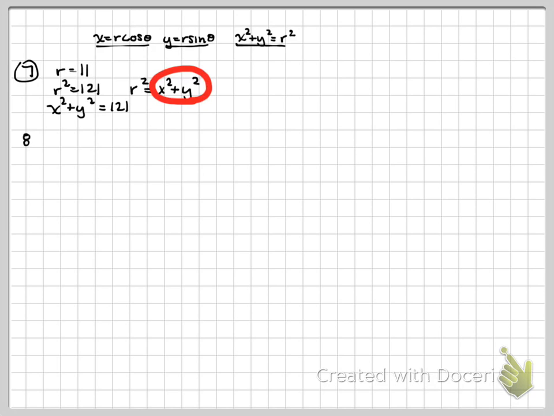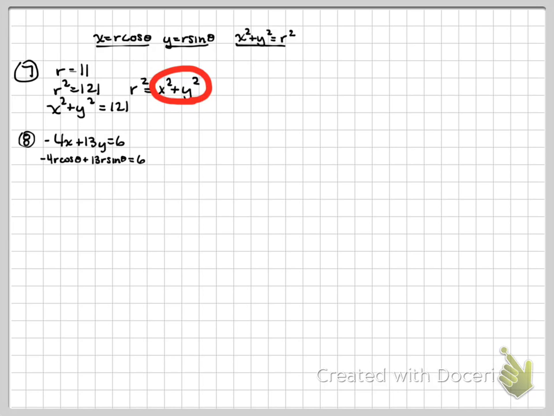Let's do number 8. Alright. Same idea. But this time I'm going to convert a rectangular equation of negative 4x plus 13y equals 6. Well, I know x equals r cosine theta, and y equals r sine theta. Now the thing about polar equations is we're trying to get r by itself, if we can.